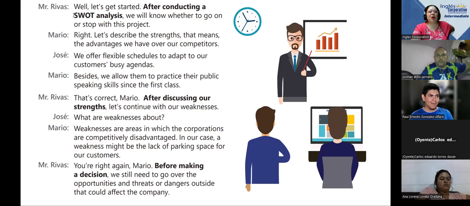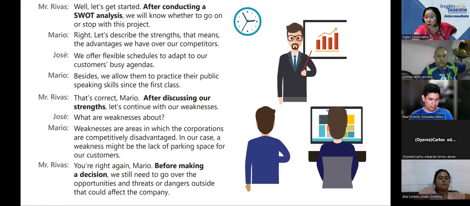All right, so we were talking about the purposes of a SWOT analysis. What are the purposes of a SWOT analysis? To go on, so to continue, or to stop with the project, okay? Those are the purposes after they conduct this analysis. Those are the purposes to conduct the SWOT analysis.